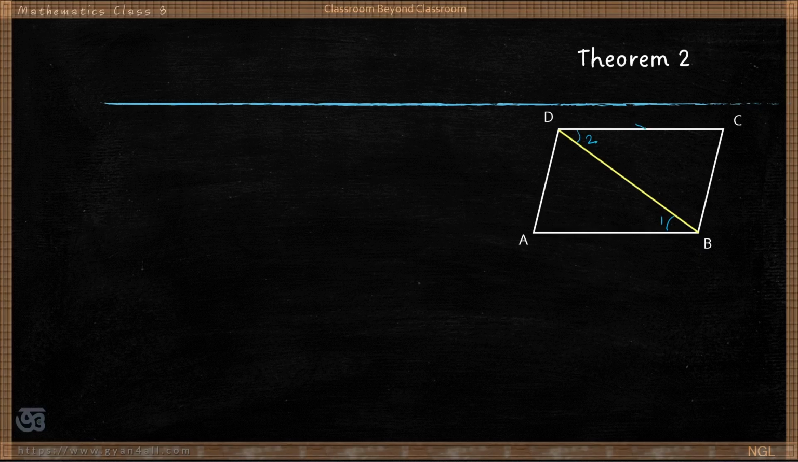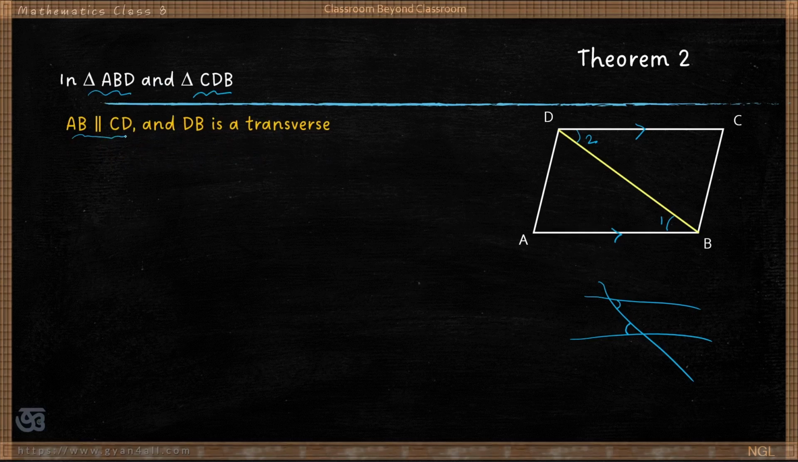DC is parallel to AB and DB is a transversal. This is like this only. This is the transversal. So this angle is equal to this angle because this is called the alternate angle. So we can write in triangle ABD and CDB, AB is parallel to CD and DB is a transversal. So angle 1 is equal to angle 2 because these are alternate angles.